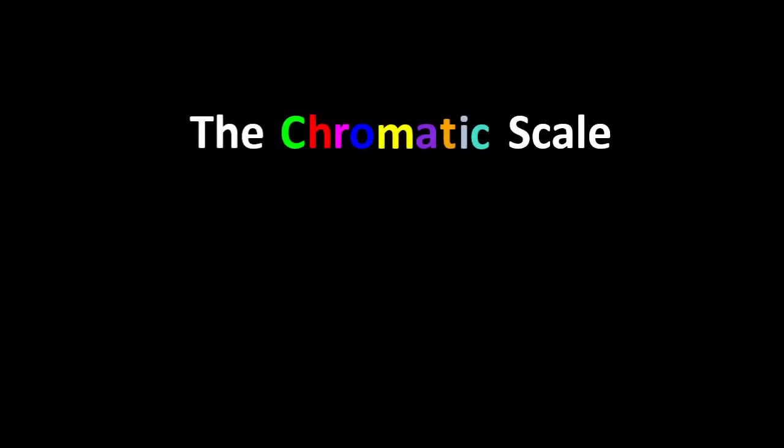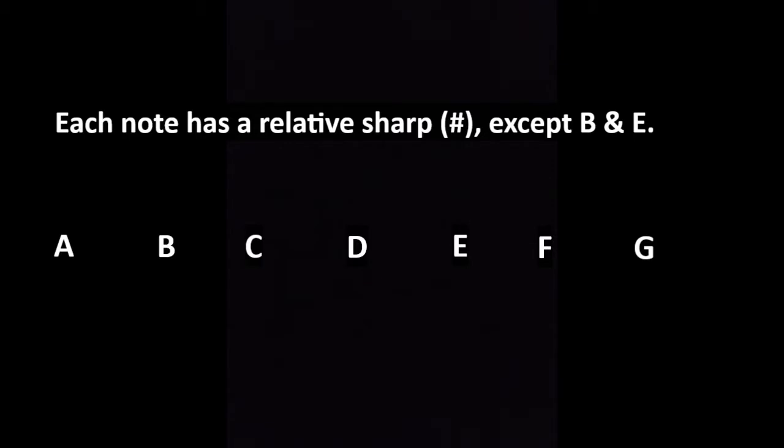Welcome to this guitar lesson on understanding the chromatic scale. Let's begin by memorizing the notes of our musical alphabet. A, B, C, D, E, F, G. Each of these notes also has a relative sharp note, except for notes B and E.